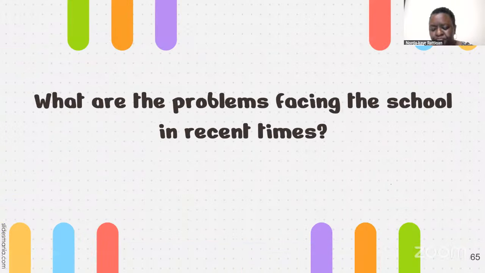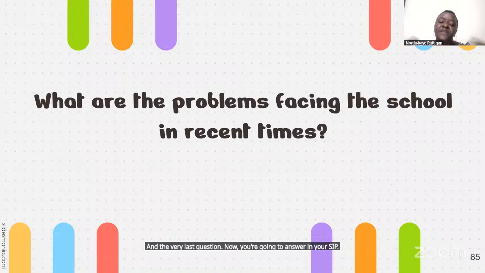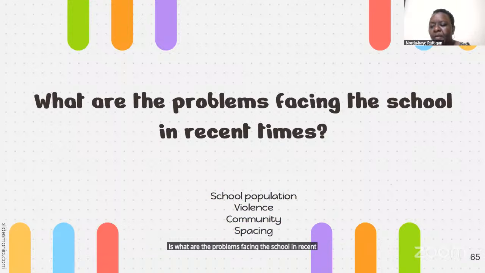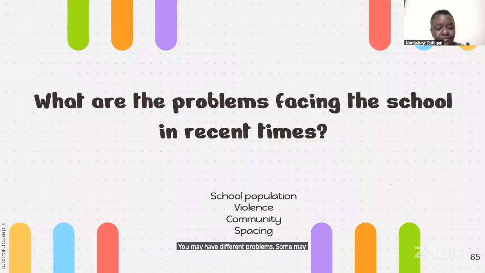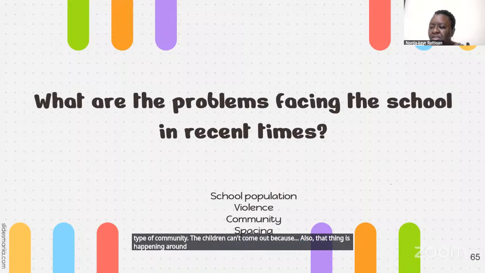And the very last question that you're going to answer in your SIP is, what are the problems facing the school in recent times? Now, depending on where you are and the type of environment that you work in, you may have different problems. Some may have overpopulation, underpopulation. You may work in an area that is very violent. Type of community, the children can't come out because all sorts of things are happening around them. It floods easily, those things. These are problems that you talk about.